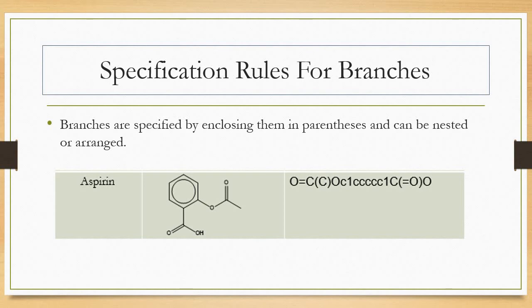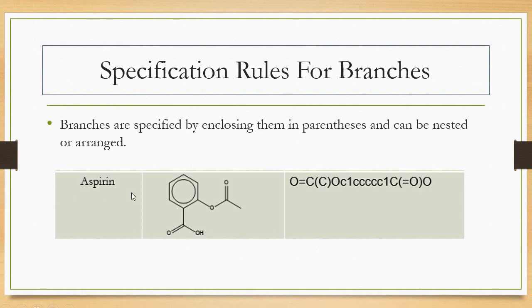Now the specification rules for branches. Branches are specified by enclosing them in parentheses and can be nested or arranged. It means we can use brackets to represent the branching.